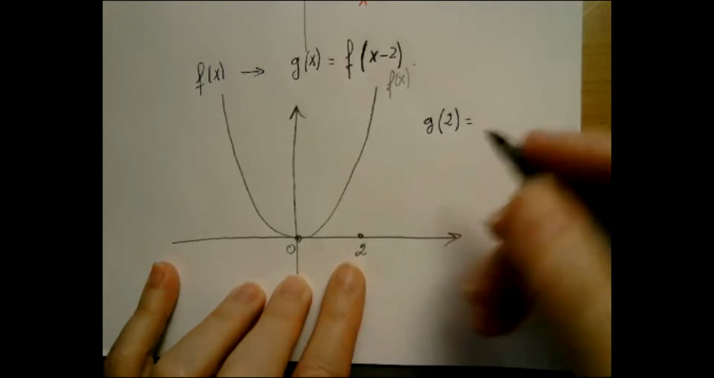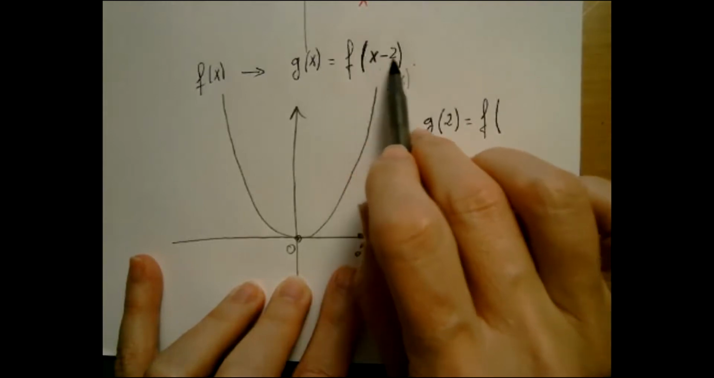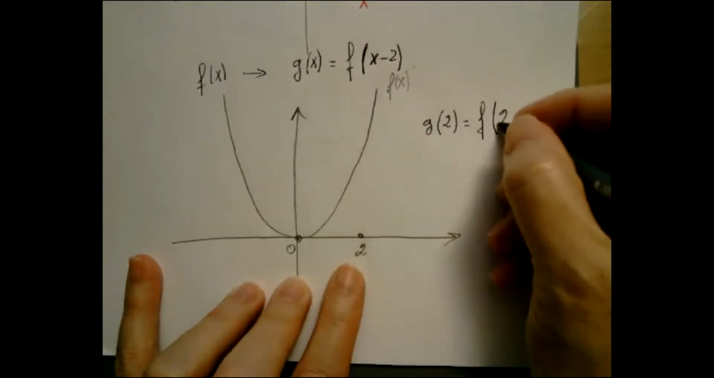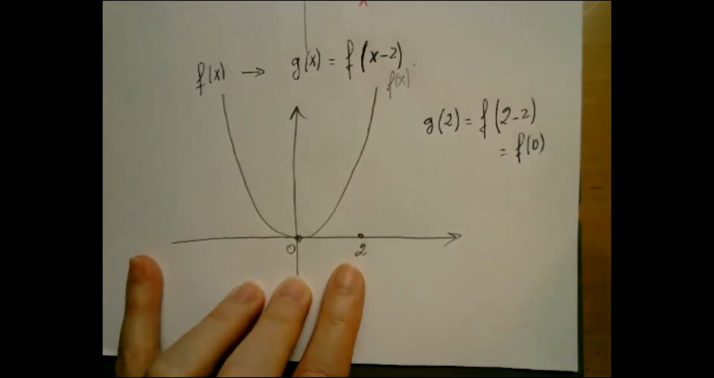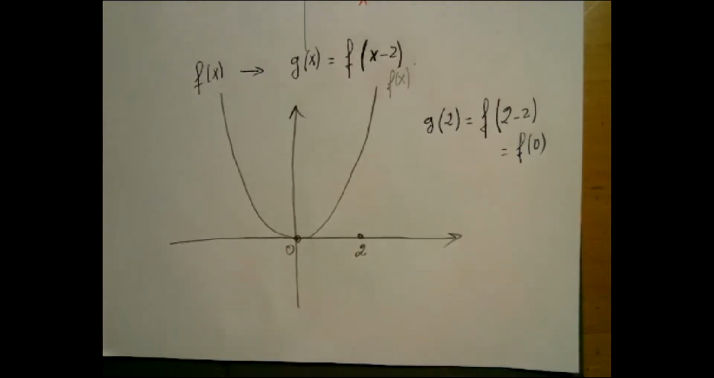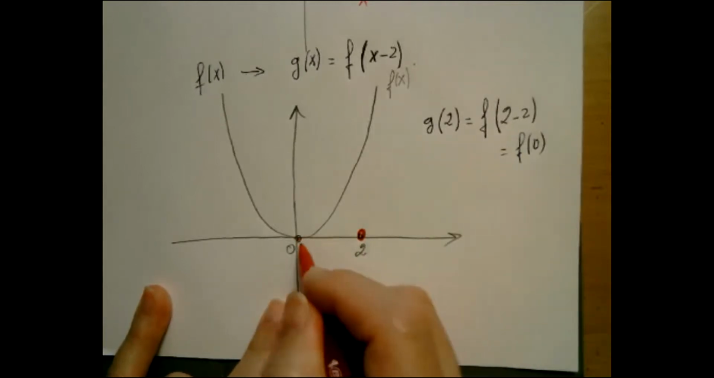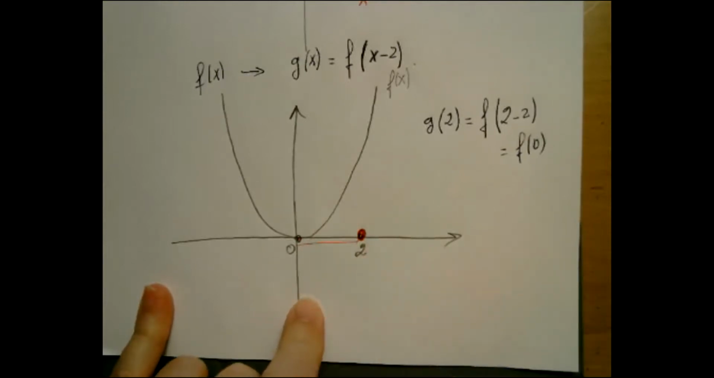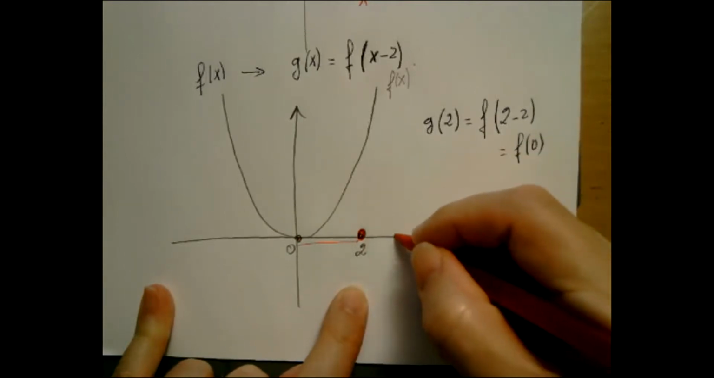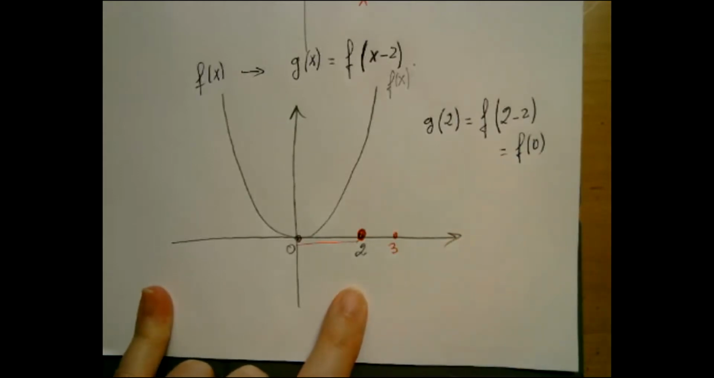0. Right, because g of 2 is what f does to what? To 2 minus 2. That's what g of 2 does. So it's f of 2 minus 2. So g does to 2 what f does to 0. So the value of g at 2 is actually 0. So what f does to 0, g is going to do to 2. That's really where the idea of a shift is coming from. So for example, if I want to know what g does to 3, what's the output of g at 3?